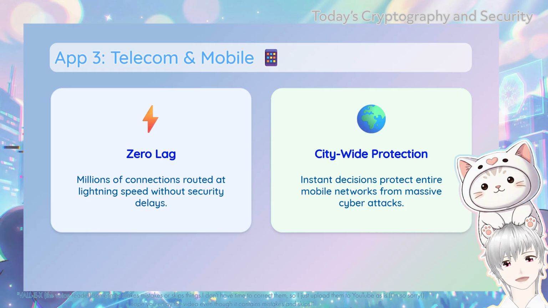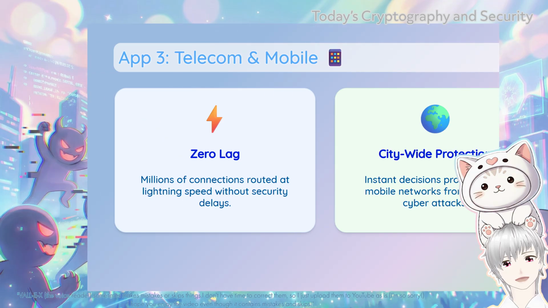Third, this is super important for telecommunications and mobile internet providers. When you are using your phone to watch videos or make video calls, the telecom providers are routing millions of connections at lightning speed. Any delay in their security checks causes lag for the users. By adopting this no-defense defense, telecom companies can monitor their massive network for intrusions in real time. The reduced feature set and shallow depth mean artificial intelligence can make decisions instantly, protecting the entire city's mobile network from massive cyber attacks, all while keeping your internet speed as fast as possible.